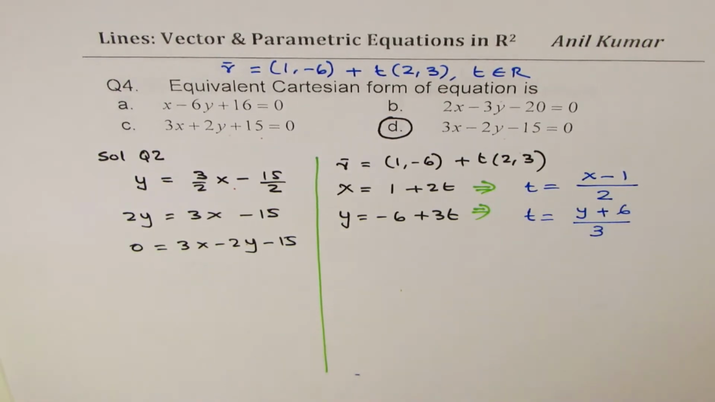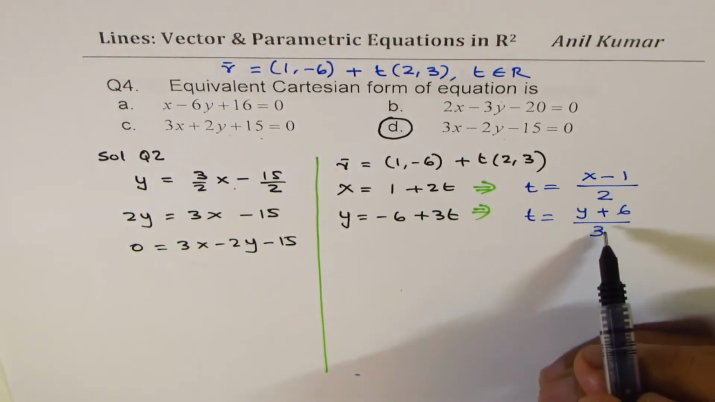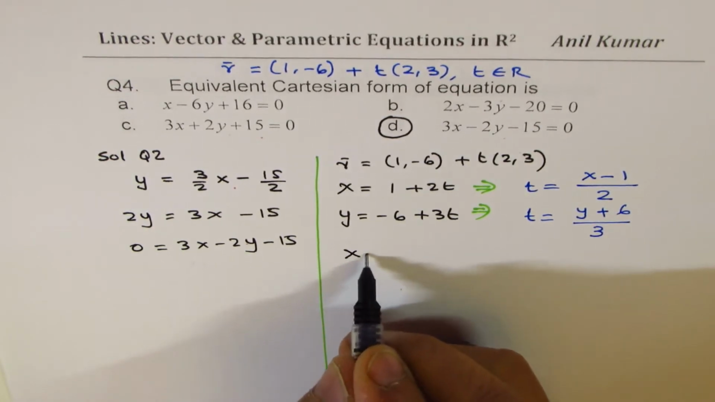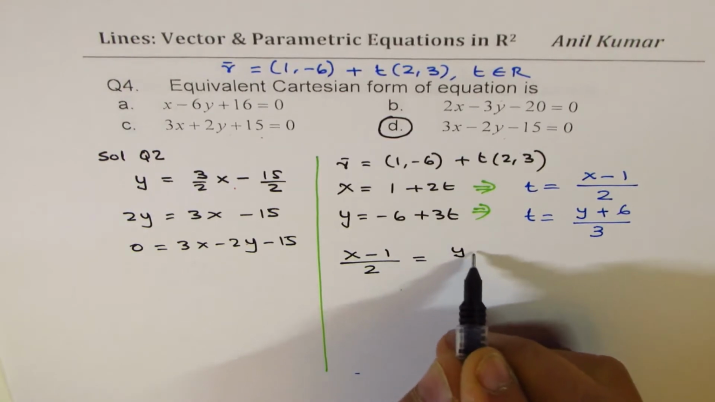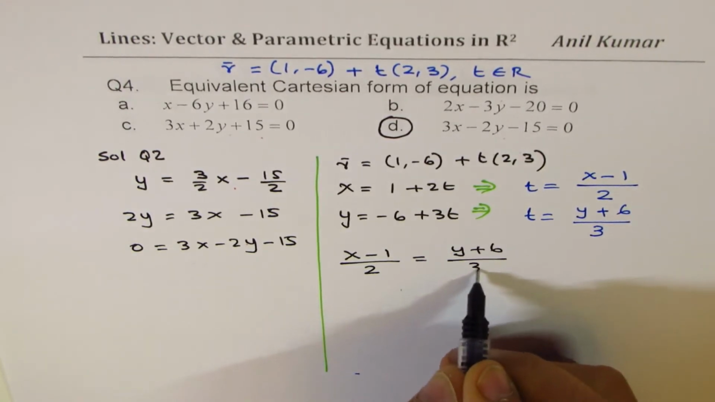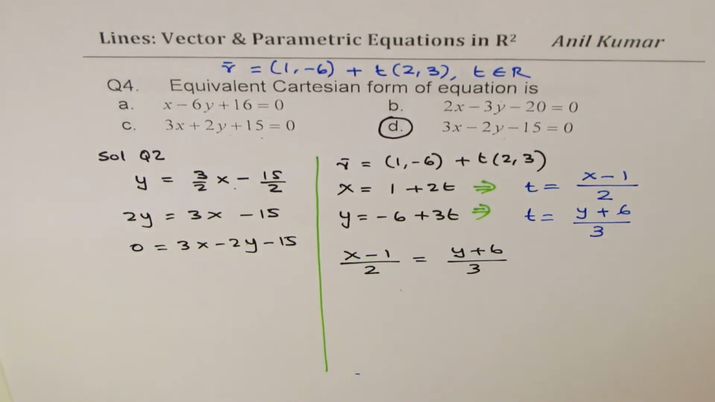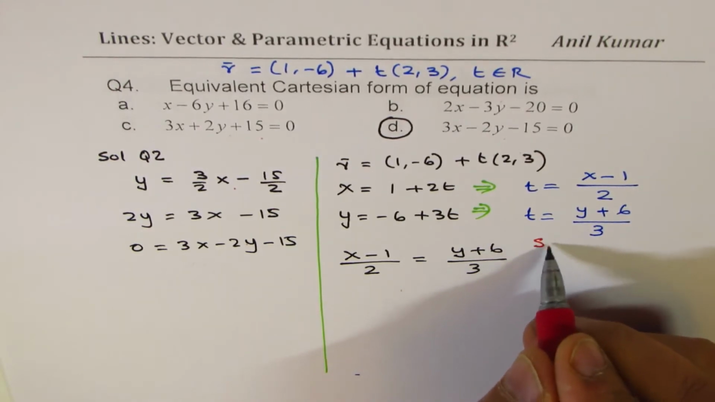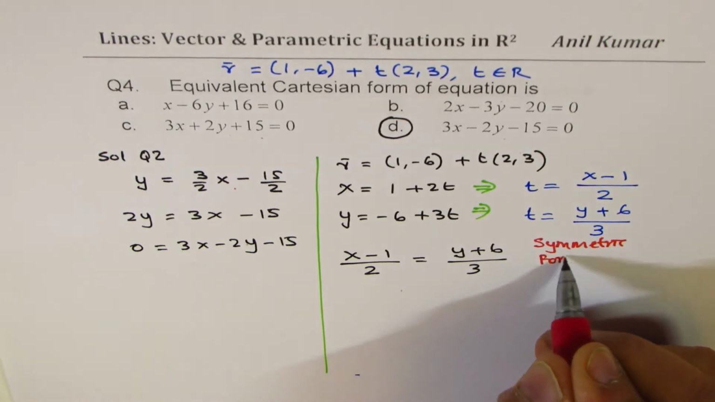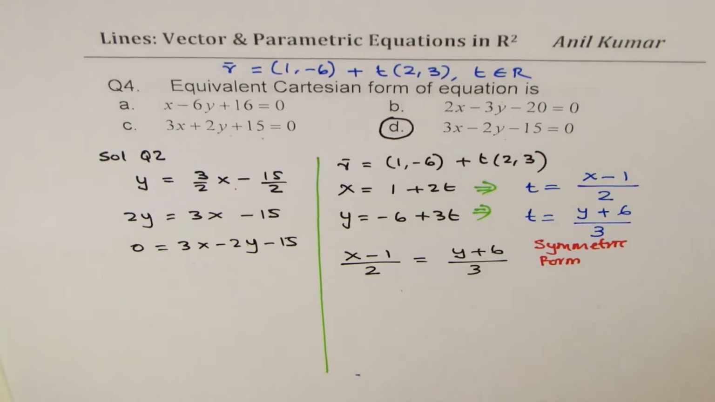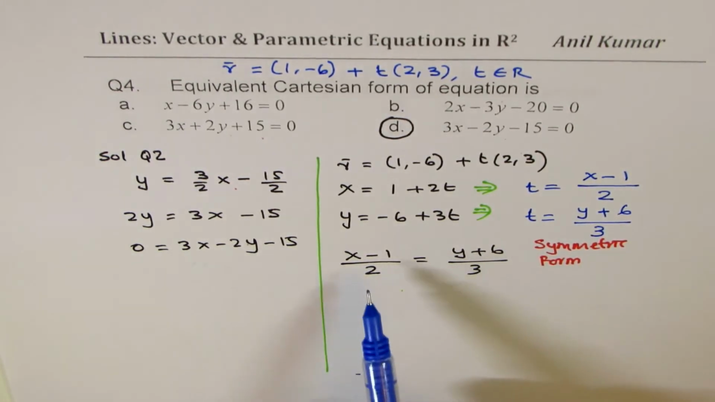Both are t's, and therefore we could write that equals to this. That is to say, x minus 1 over 2 equals to y plus 6 over 3. Do you see that? Now this form of equation is called symmetric form, which we are going to learn in the next chapter. However, it's a good time to introduce you.